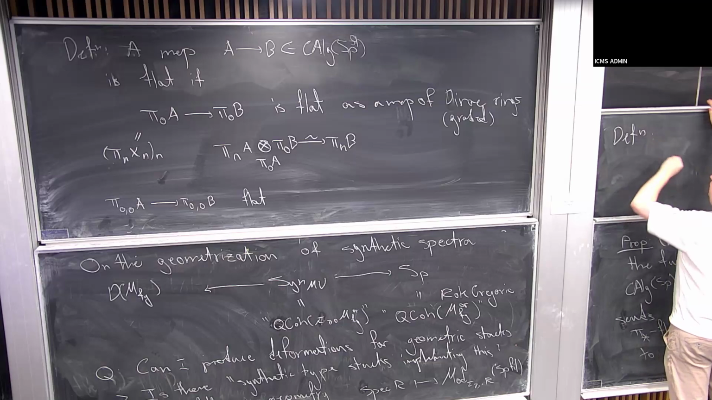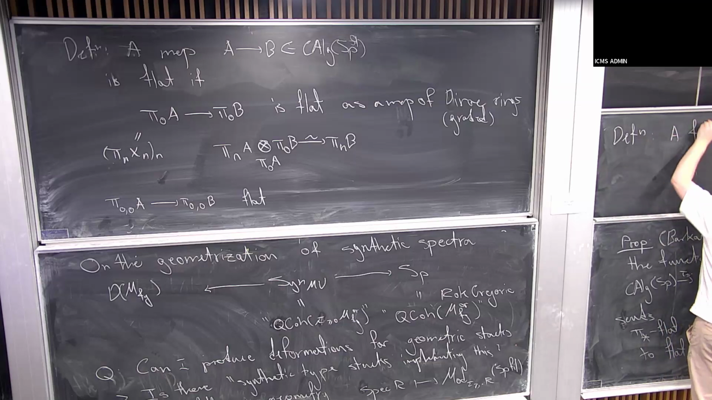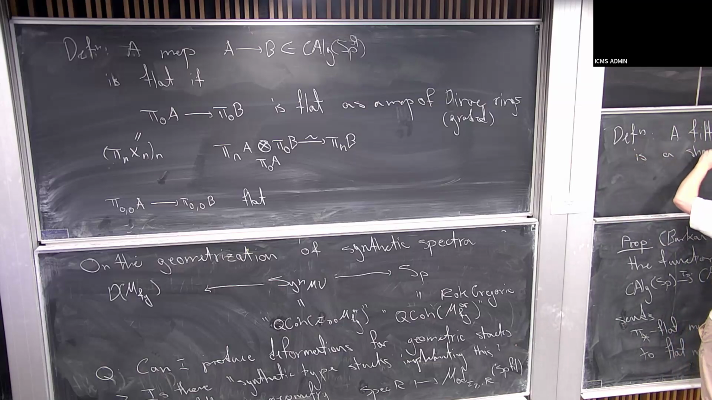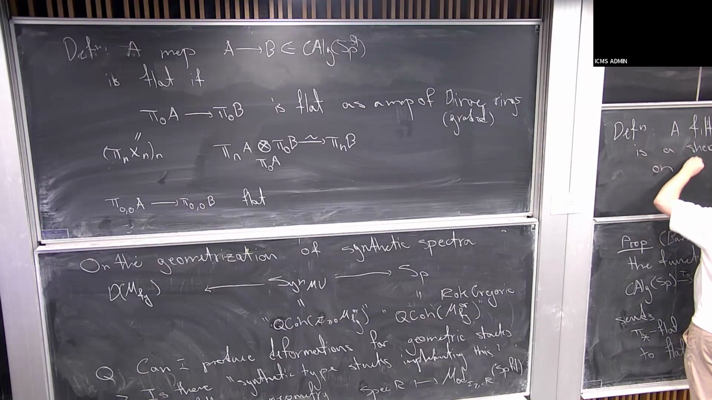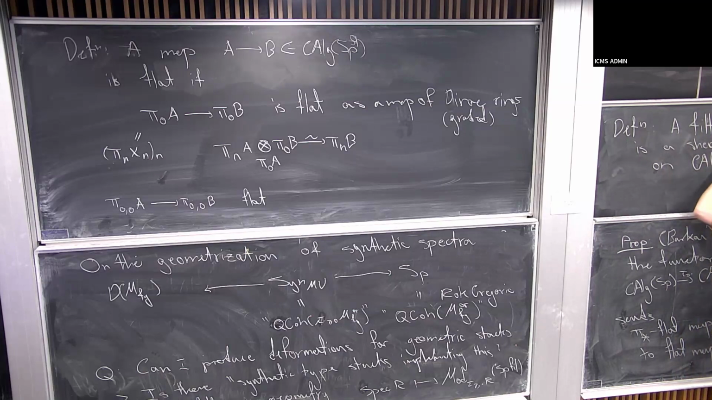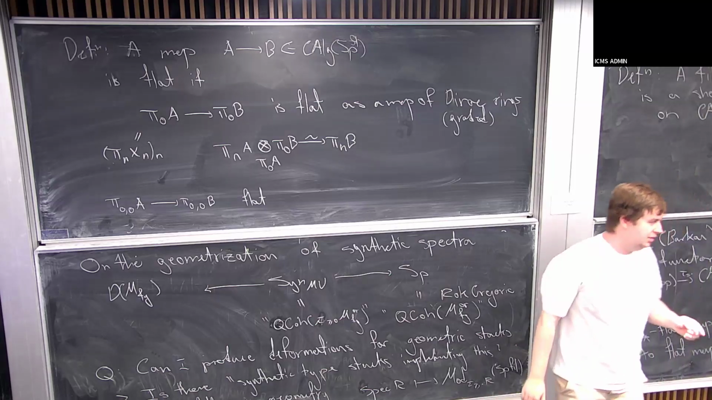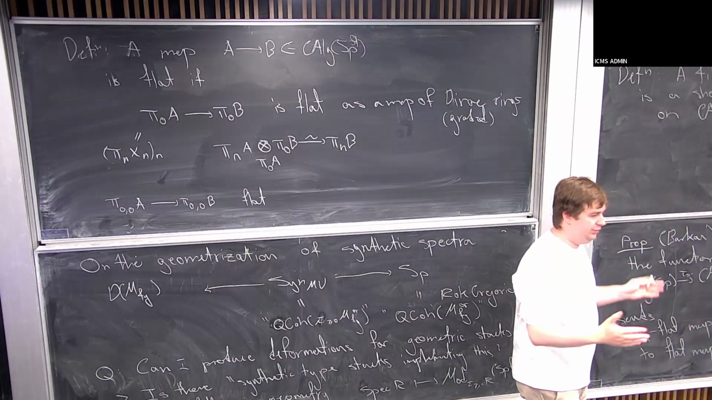A filtered stack is a sheaf of spaces on the opposite of commutative algebras in filtered spectra. Let me not spell out what this means, but it means roughly that we can descend along flat maps.